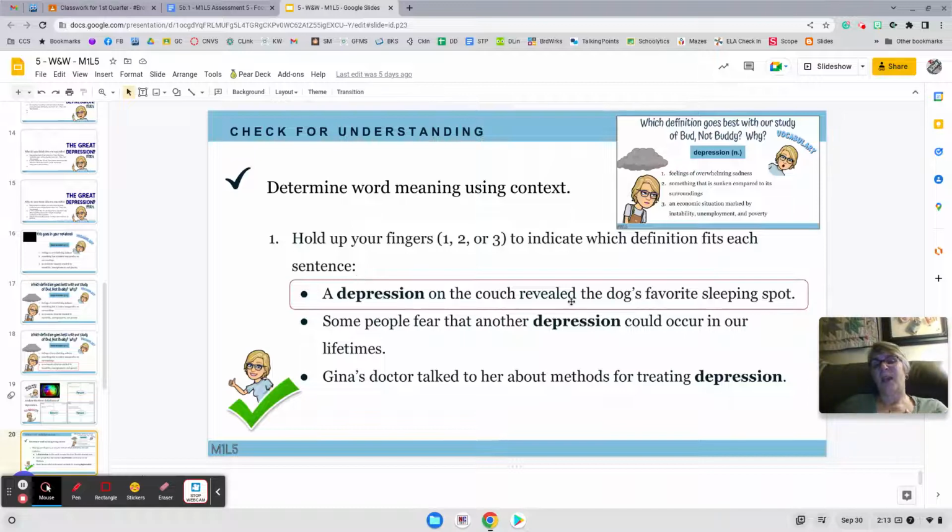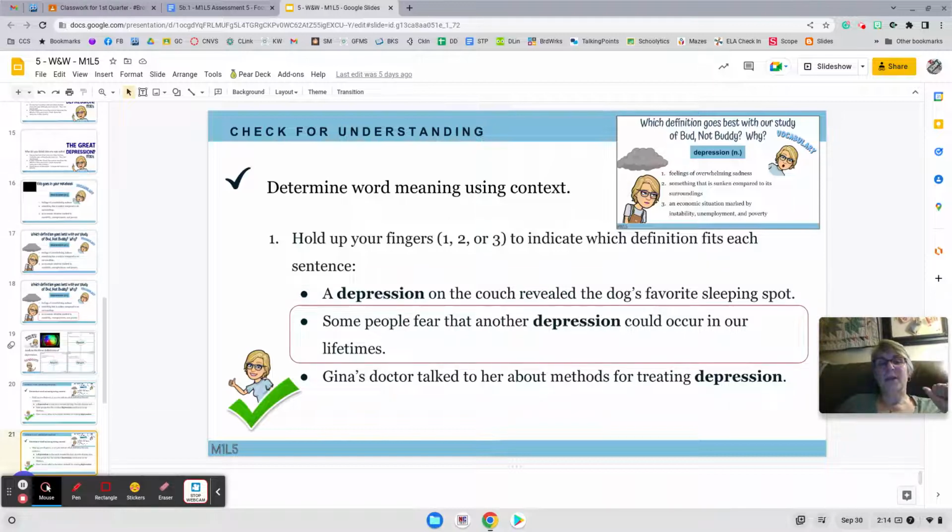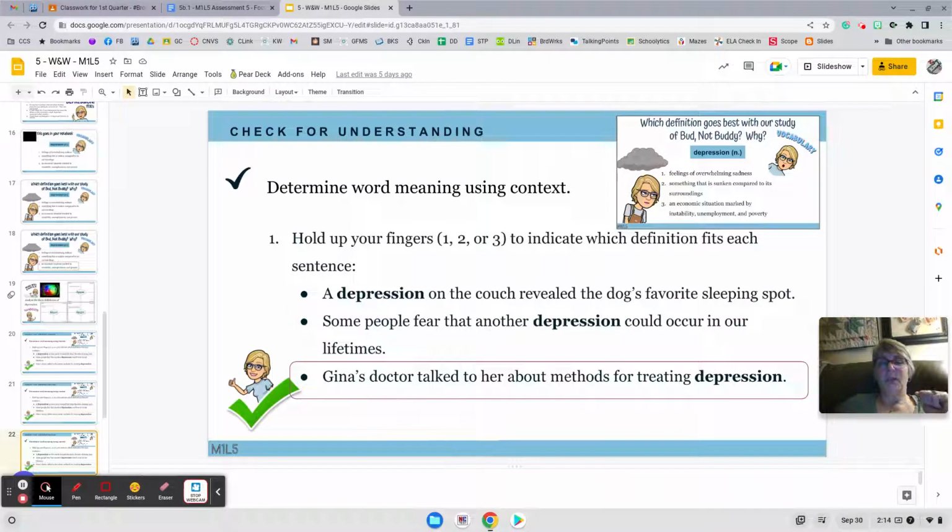A depression on the couch revealed by the dog's favorite sleeping spot. And you would hold up 1, 2, or 3. That's right, it'd be 2. Or how about, some people fear that another depression would occur in our lifetimes? Is that 1, 2, or 3? It's 3. And for this one, Gina's doctor talked to her about methods for treating depression. Is that 1, 2, or 3? Yeah, it's 1, being really sad.